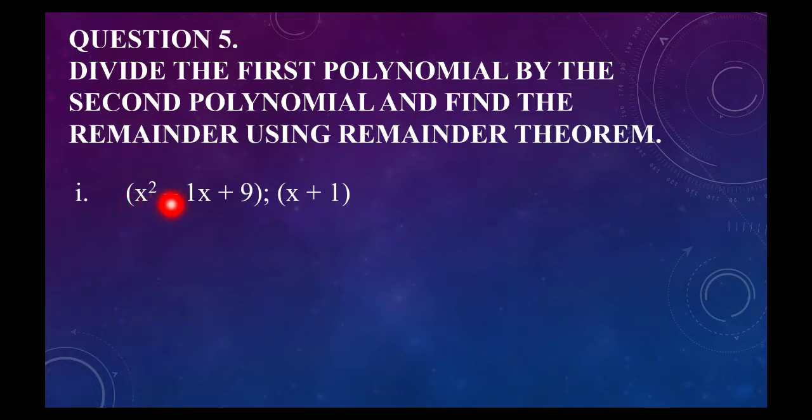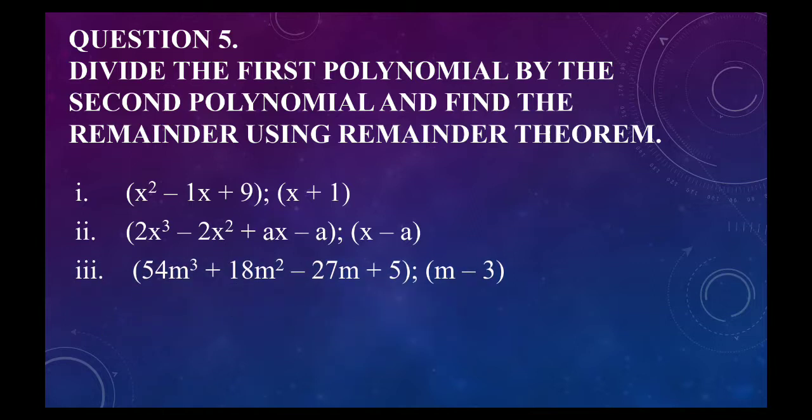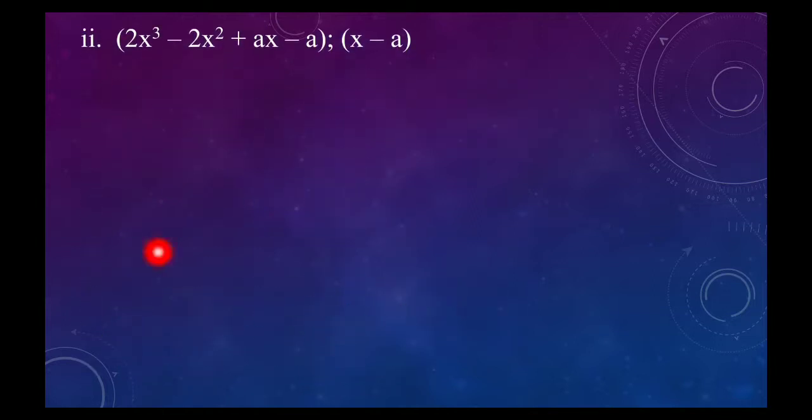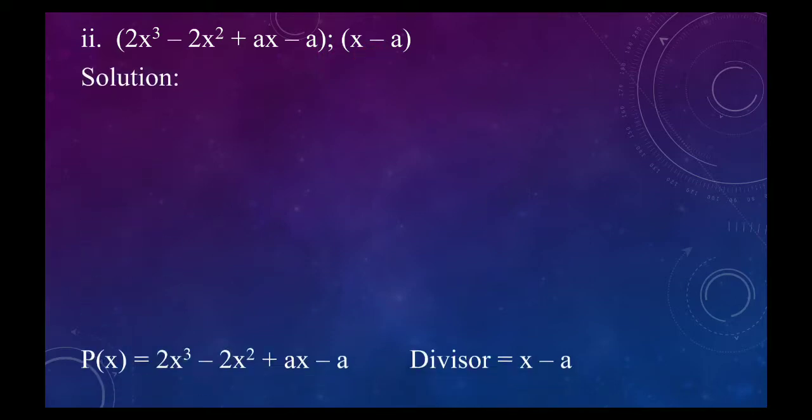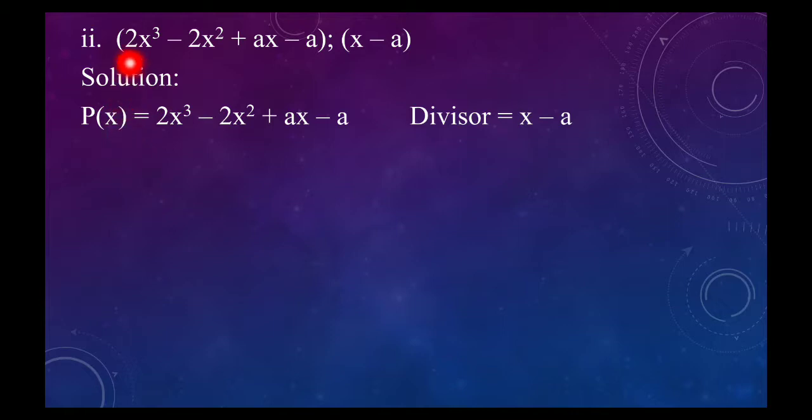x square minus 1x plus 9 divided by x plus 1. So this is question number 2, and let us see what we are going to solve. Question number 2: 2x cube minus 2x square plus ax minus a, divided by x minus a. So what is the polynomial?